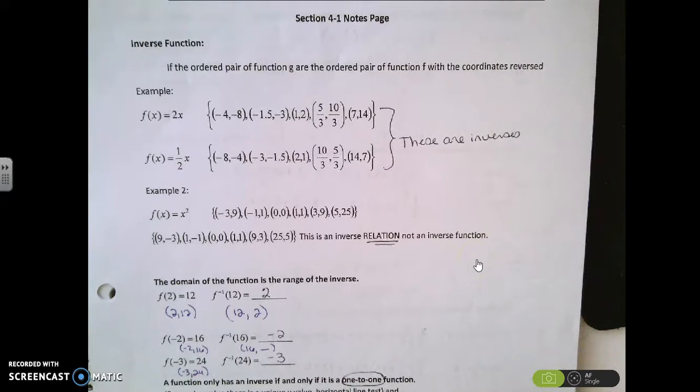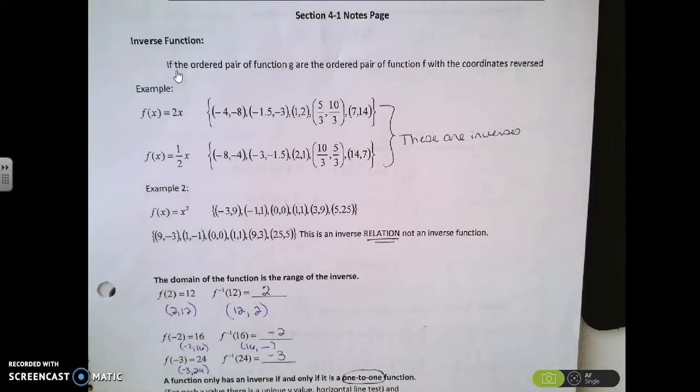Alright, these are some notes on section 4.1 to help you understand the material a little bit better. So 4.1 is talking about inverse functions, and an inverse function is when you switch the ordered pair of a regular function, you can create an inverse. Now it's only going to be a function if the inverse is also a function. So remember, it has to pass the vertical line test and the x's cannot repeat.